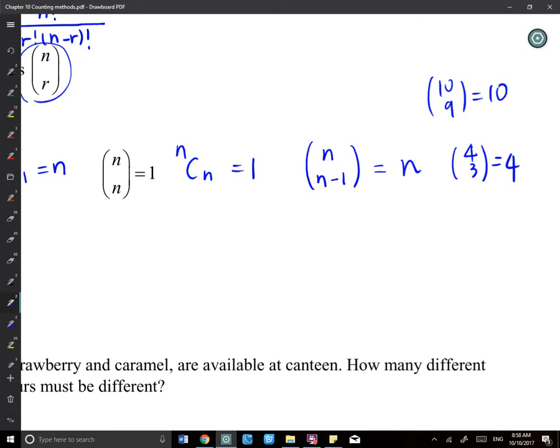Okay, you select 9 things. It will be the same as you leave out one thing, right? You select 9 things means you leave one thing out. So how many ways can I leave one thing out? N ways. I can leave the first one, the second one, the third one, the fourth one. So there are N ways I can leave one behind. So there will be N ways I can select 9. Select 9 and leave one out will be the same. So there will be N ways to do that.